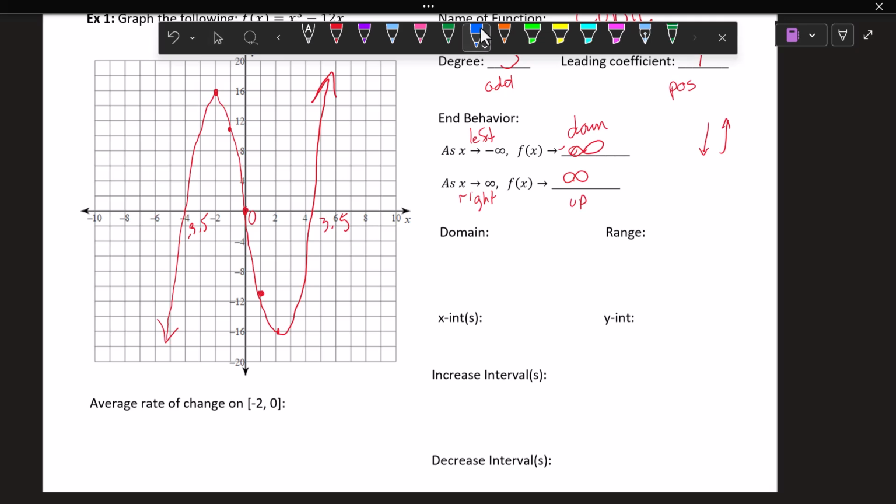The domain. Well, as we go left, it keeps going on forever, and as we go right, it keeps going on forever. Negative infinity to positive infinity. The range, well, it keeps going down, and it keeps going up forever. So it too is negative infinity to positive infinity.